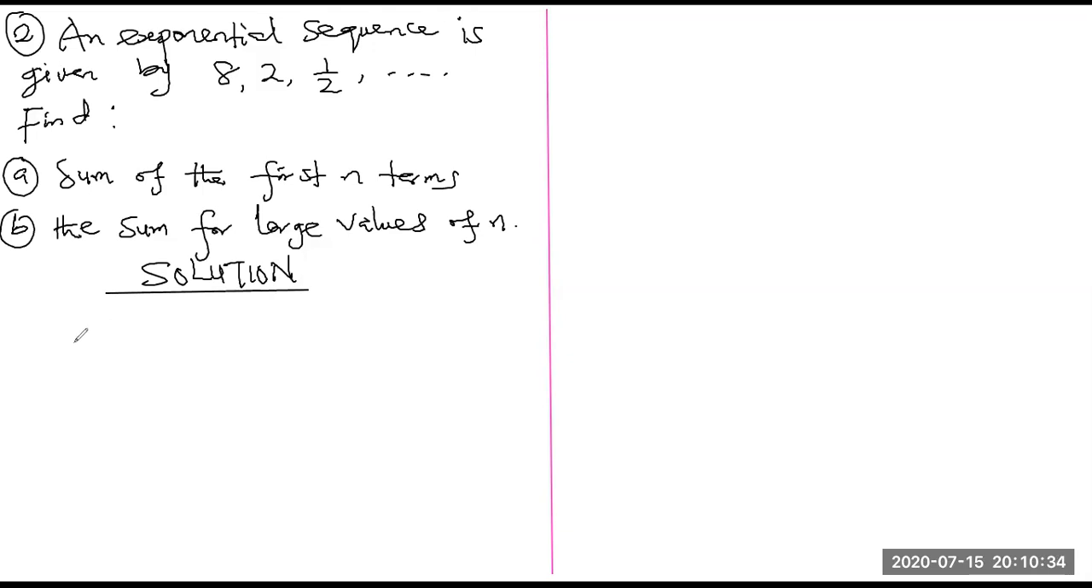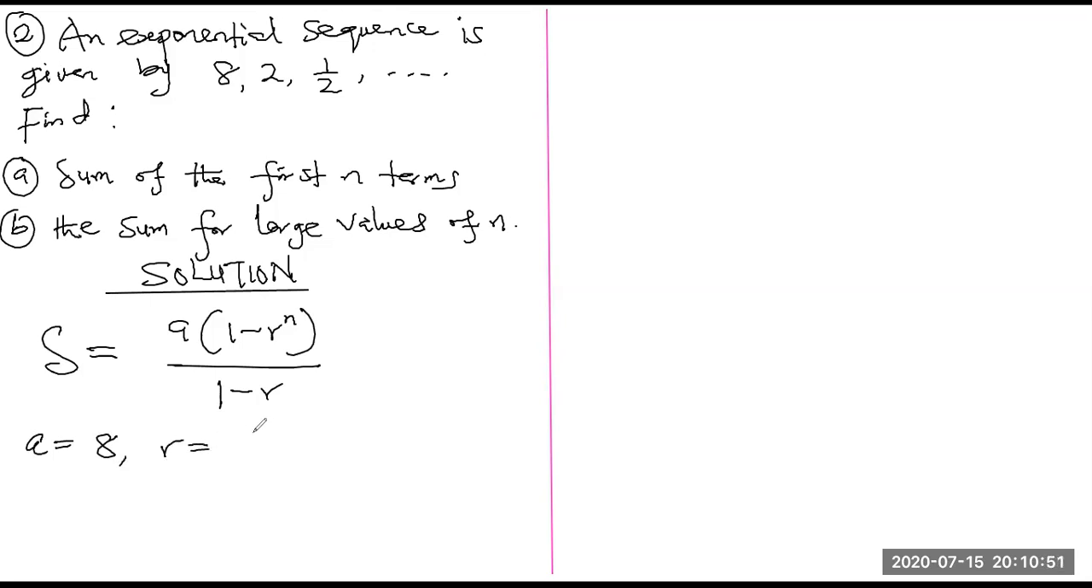So our sum, any of the ones you remember, which is a into 1 minus r raised to power n divided by 1 minus r. Our first term a is 8. Our common ratio is the second one divided by the first one, that will give us 1 over 4. So what is our n? N is equal to n. We should find the first n terms.